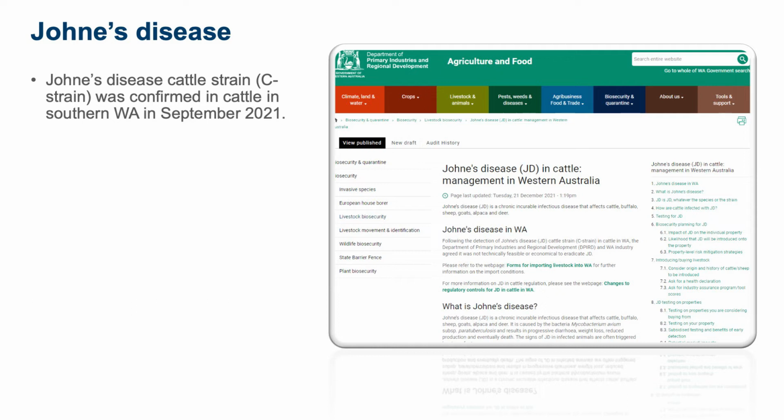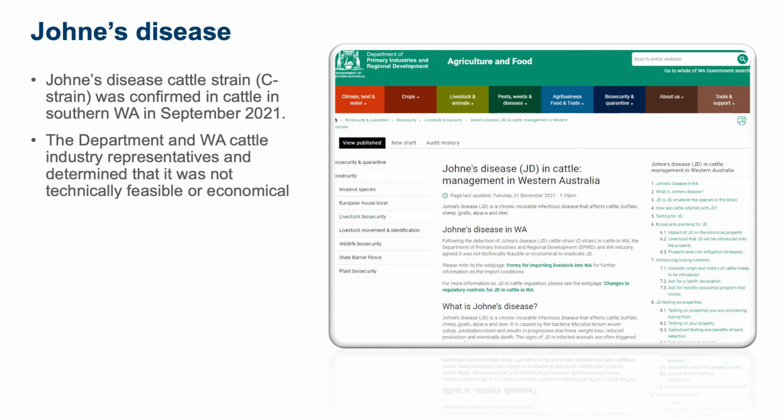Johne's disease cattle strain, C strain, was confirmed in cattle in southern WA in September 2021. The department met with WA cattle industry representatives and determined that it was not technically feasible or economical to eradicate JD C strain.